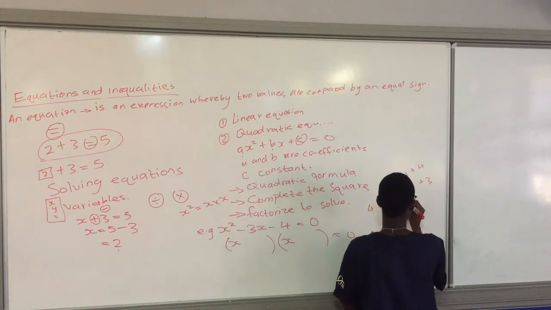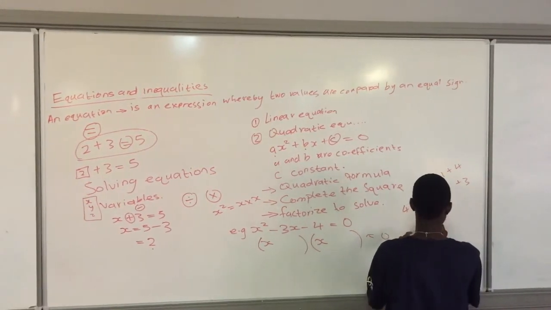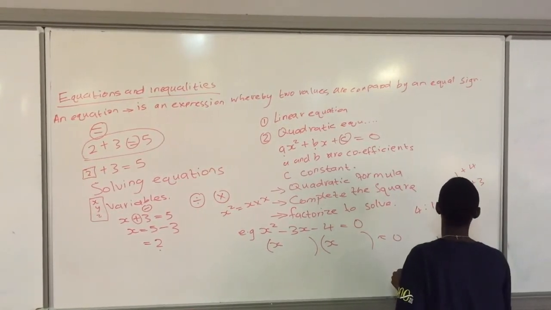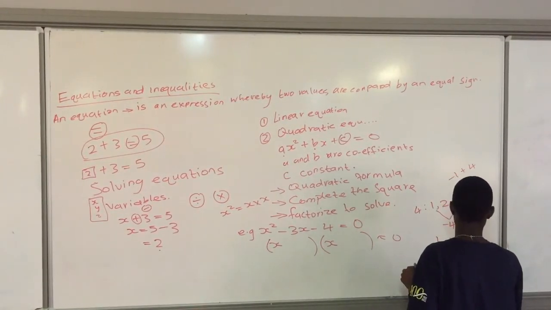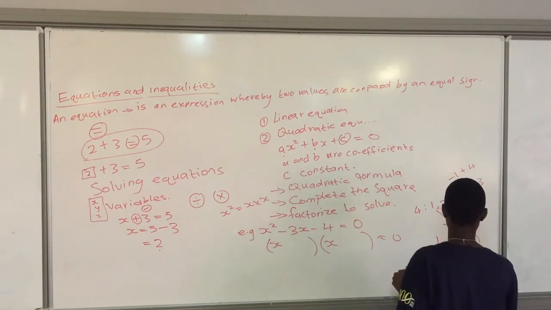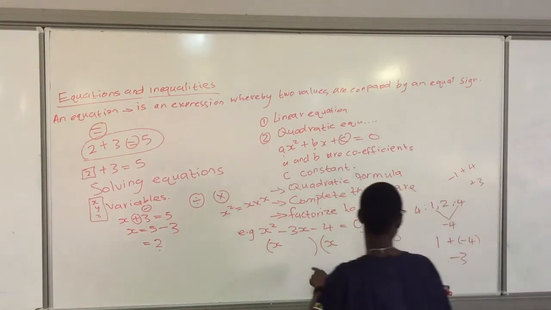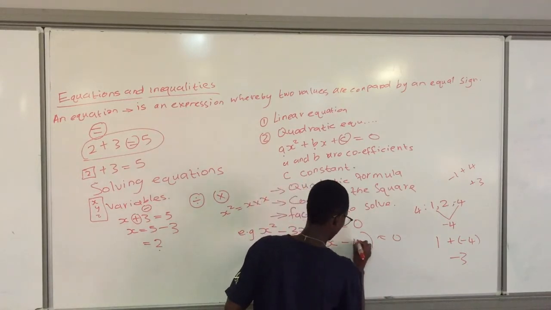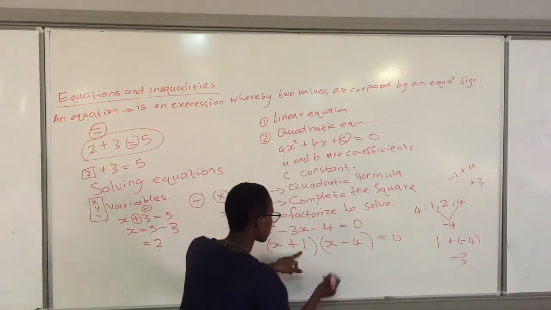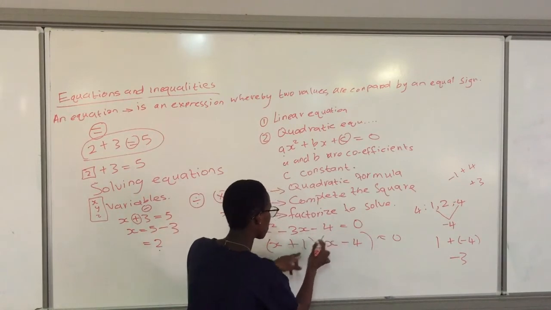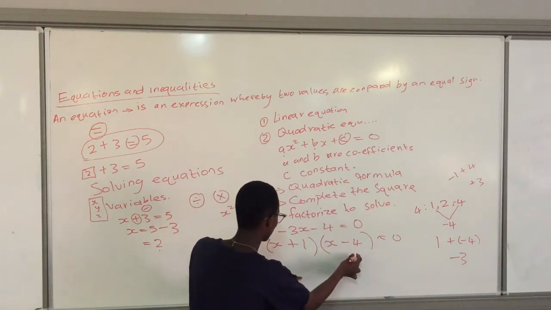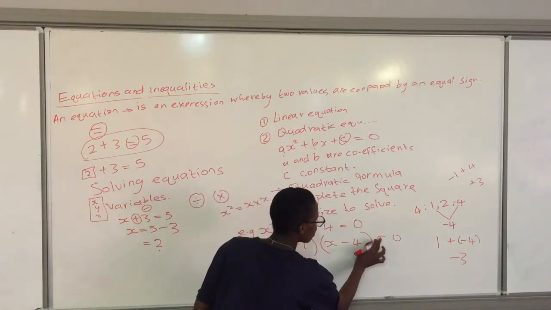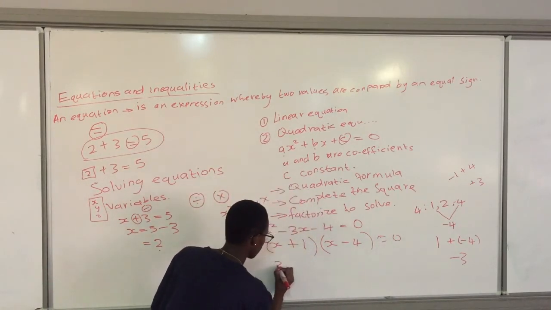Let's say positive 1 and minus 4. How much is it? It's negative 4. Wow, it's perfect. Then 1 plus minus 4, how much is it? Minus 3. Good, this one is working. Then you can say plus 1 and then minus 4 equals to 0. Minus 1 times minus 4, it's minus 4. Minus 1 plus minus 4, how much is it? It's minus 3.